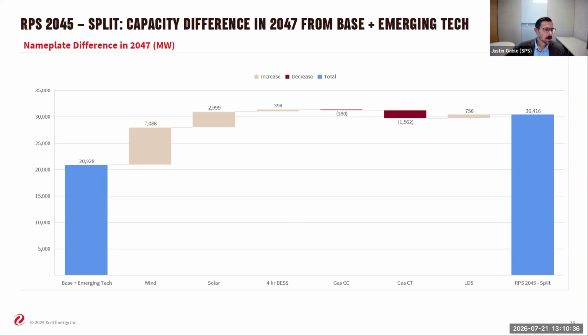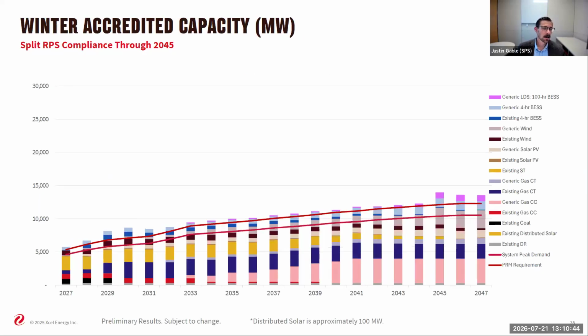Now, the same situation kind of exists that we talked about previously, where if you look at the winter accredited capacity, you're going to see a larger amount of resources than what the PRM would indicate would be required, partly because you're building resources to help meet the RPS requirements in addition to the PRM. So the PRM no longer becomes the sole constraint on what is driving resource build. It is the RPS and ETA compliance.